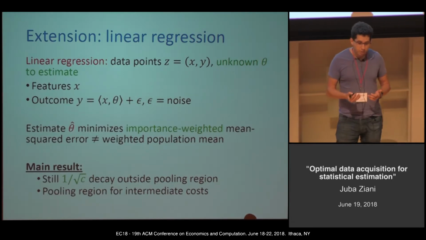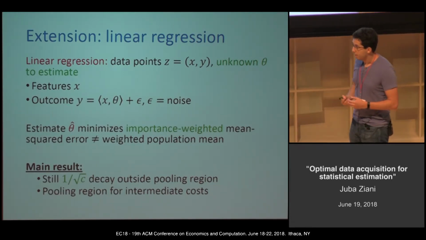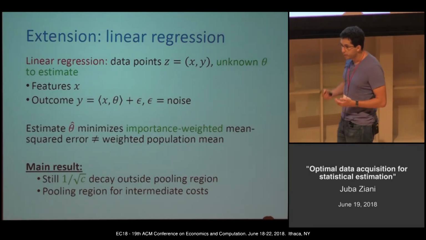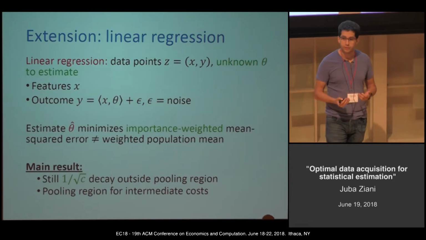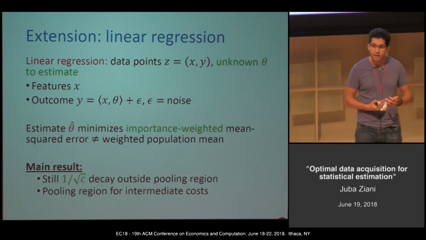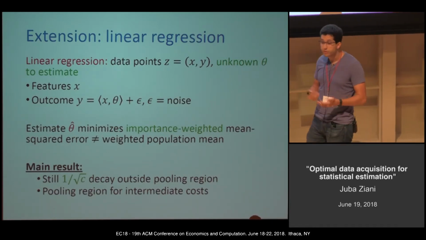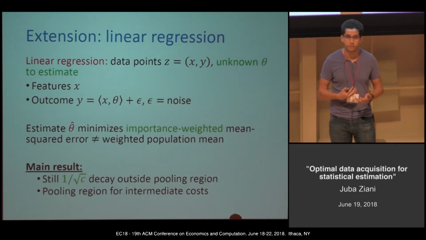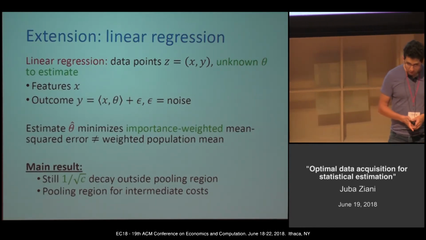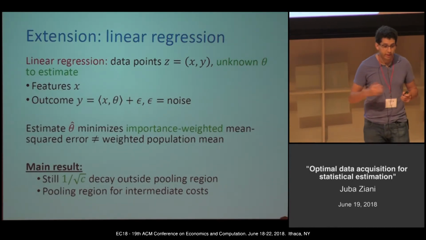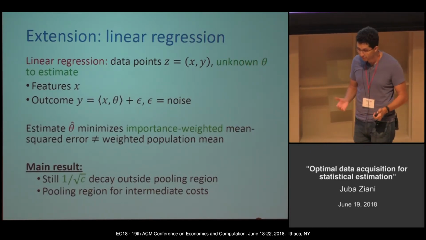So this problem is slightly different from the one we were solving before. Before, we were just computing a weighted mean of the data points of all of the agents in the population. Here, our estimate is different. It's minimizing some loss function, where the loss function is some importance weighted version of the mean squared error. And because we have a slightly different problem, we also have slightly different results.